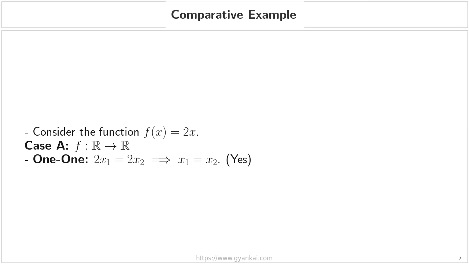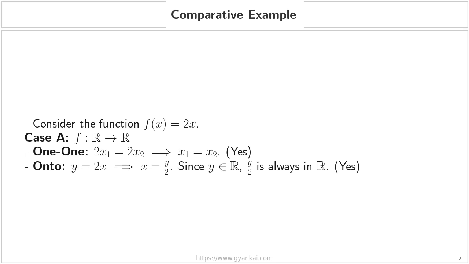We assume that 2x sub 1 equals 2x sub 2. By dividing both sides by 2, we find that x sub 1 equals x sub 2. Therefore, the function is indeed 1-1. Next, we check if it is onto. We set y equals 2x and solve for x, which gives us x equals y divided by 2.